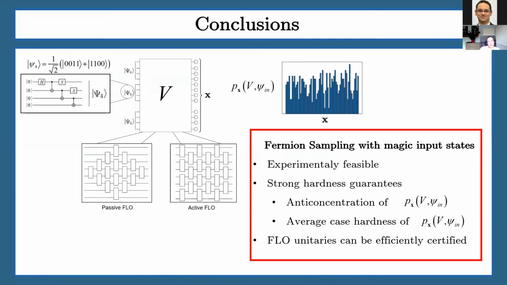We propose a fermionic analog of boson sampling, which is based on sampling fermionic linear optical circuits fed in by magic states. We claim it's experimentally feasible because it's related to architectures that people want to use for VQE. We gave strong hardness guarantees in the form of anti-concentration of outcome probabilities, and average case hardness. And we also show that unknown FLO unitaries can be efficiently certified. We have a protocol for that.